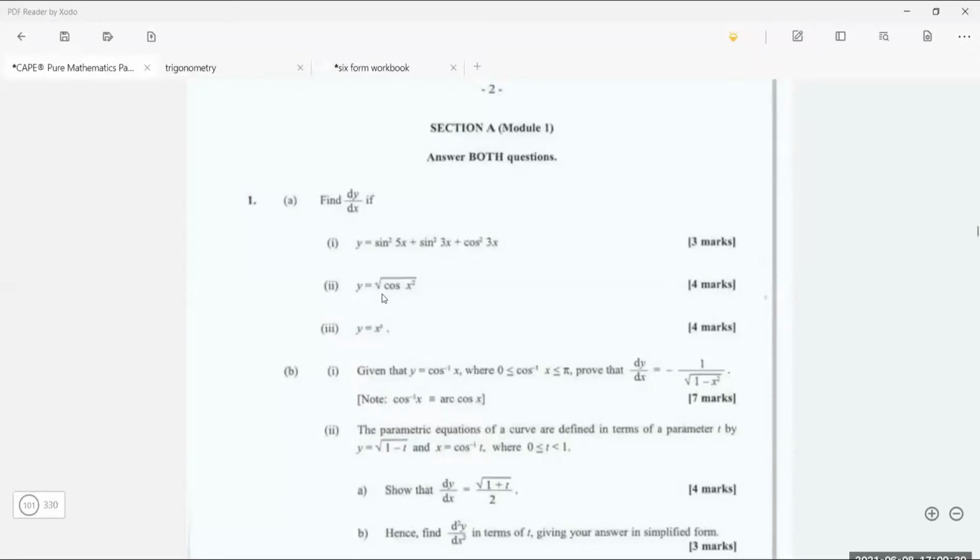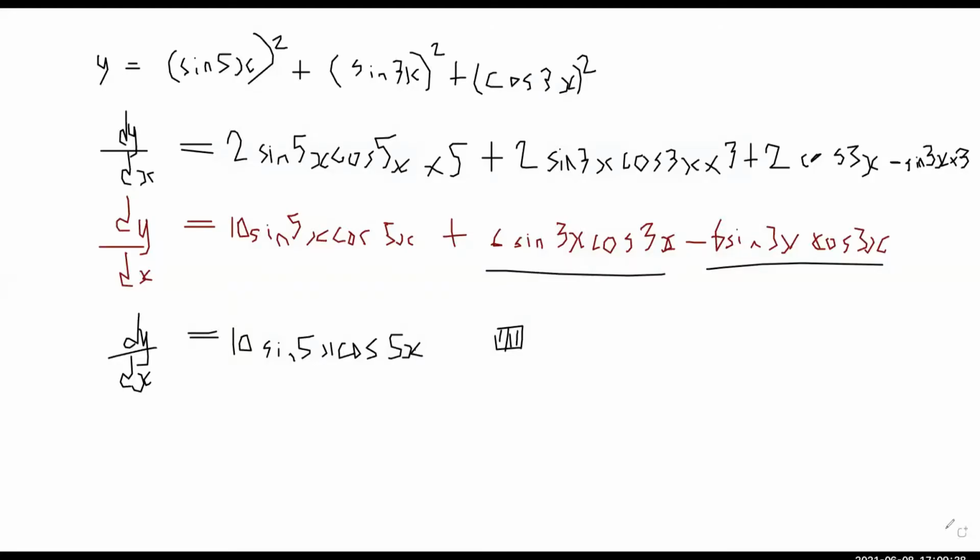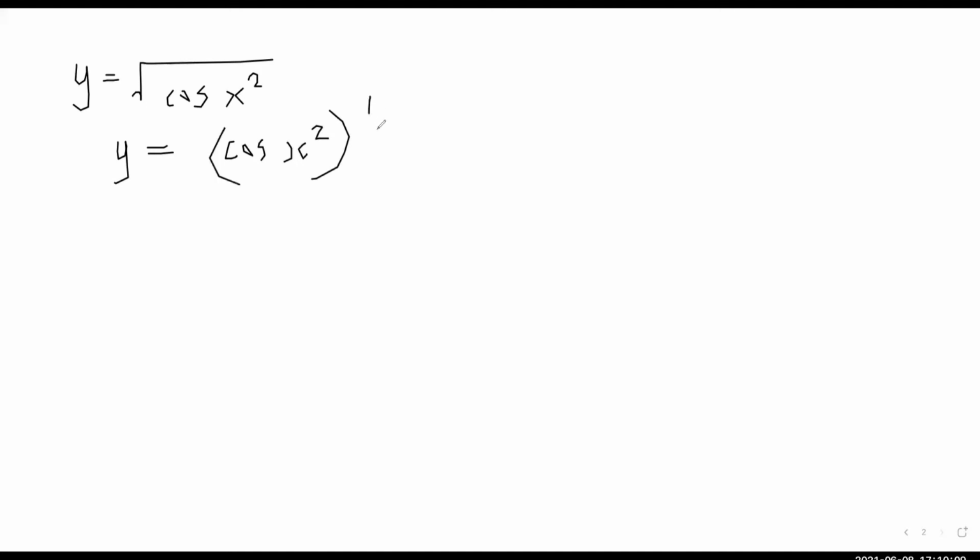All right, the next one says y is equal to the square root of cos x squared. So y is equal to the square root of cos x squared. How are we going to differentiate that one? The first thing you have to do is rewrite this: you see the square root, write it as the cosine of x squared, and all of this is being raised to the half power. Change it from square root and put it as half.